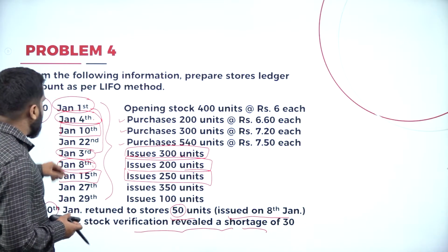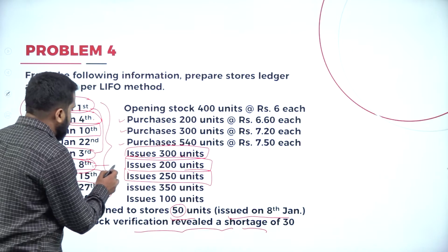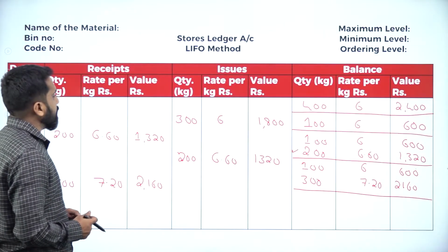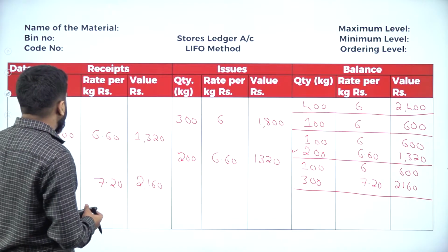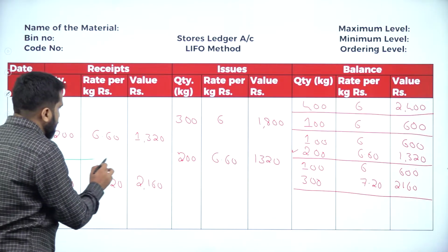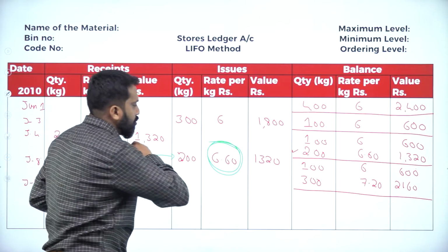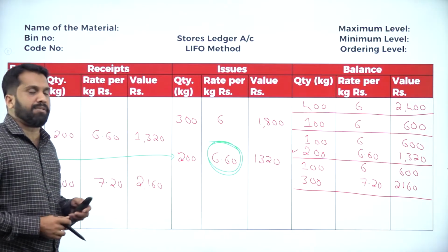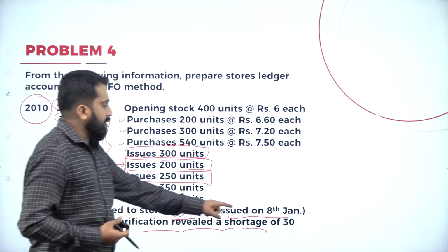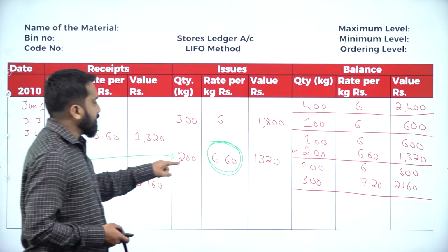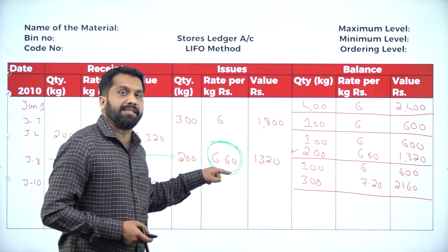Now 50, go back to 8th. Where is the 8th here? Here we have 8th. I'll go back to that. So when is 8th? See, on 8th, what is the value? 200. On 8th, as per the adjustment, it was issued on when? 8th. On 8th, the value was 6.60.